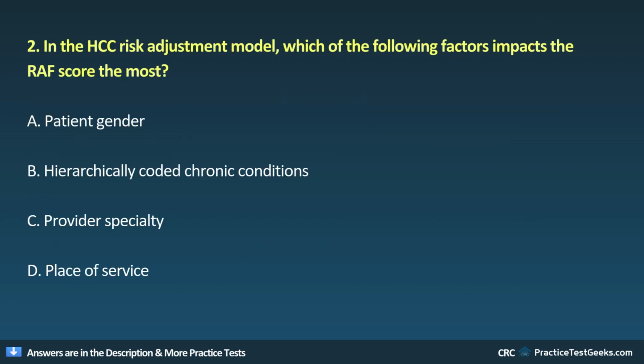2. In the HCC risk adjustment model, which of the following factors impacts the RAF score the most? A. Patient gender. B. Hierarchically coded chronic conditions. C. Provider specialty. D. Place of service.